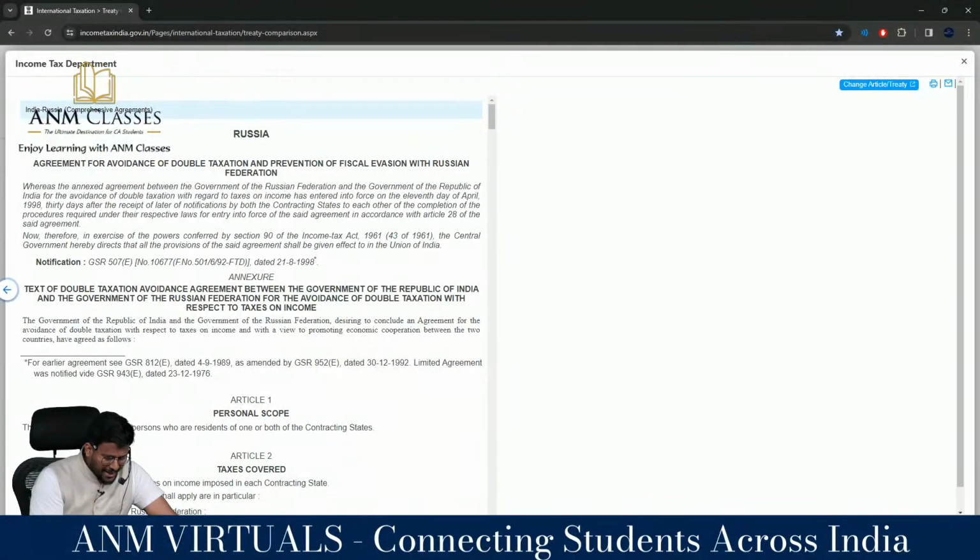Whereas the annexed agreement between the Government of the Russian Federation and the Government of the Republic of India for the avoidance of double taxation. That is the purpose.